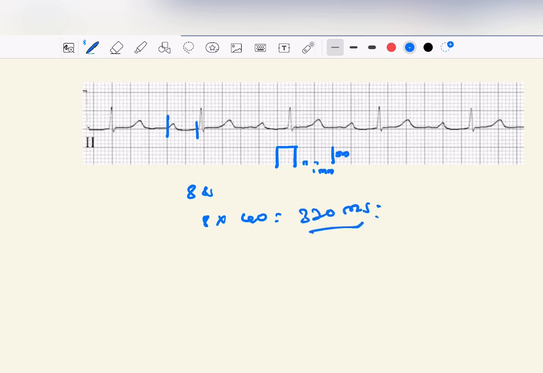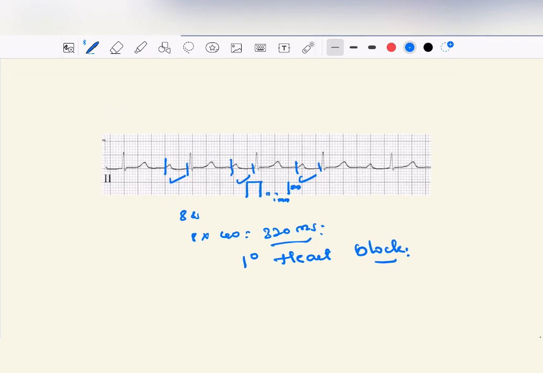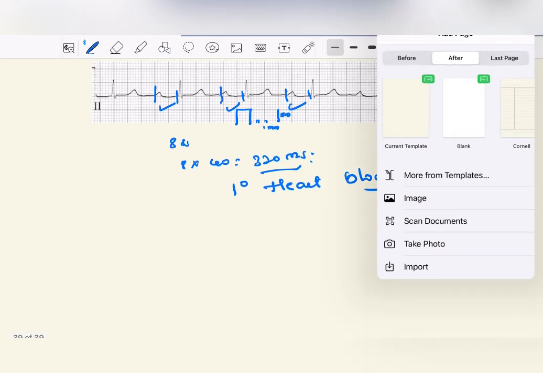320 milliseconds is more than 200 milliseconds. So here the PR interval is prolonged. Here also the PR interval is prolonged, here also prolonged. So the PR interval is constantly prolonged. So this is first degree heart block. We will see one more ECG next.